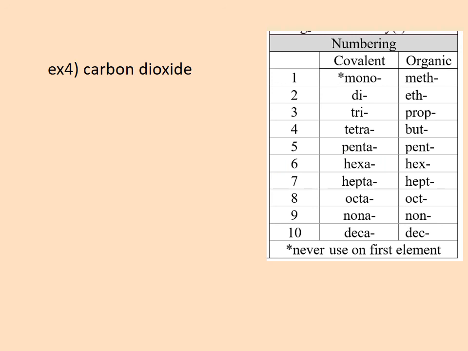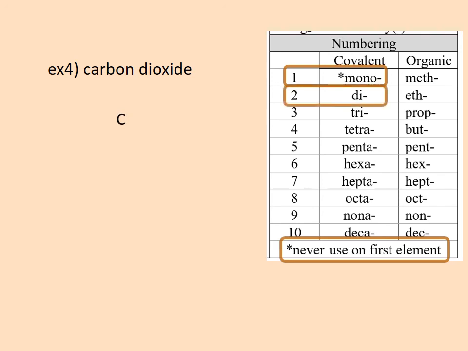Example 4, carbon dioxide. I don't have a covalent prefix on the first element listed, but that's because I only have one of them. Remember, mono is never used on the first element listed. So since I have no covalent prefix in this covalent molecule, that means I have just one carbon. Then I see dioxide. Di means 2. So dioxide, that means 2 oxygen. So I write O2. So carbon dioxide is CO2. You're now good to start the assignment.